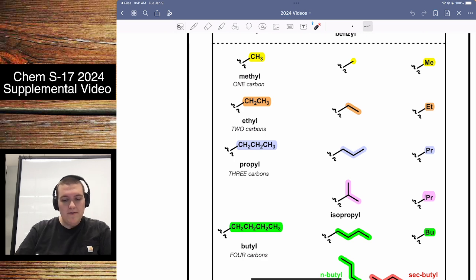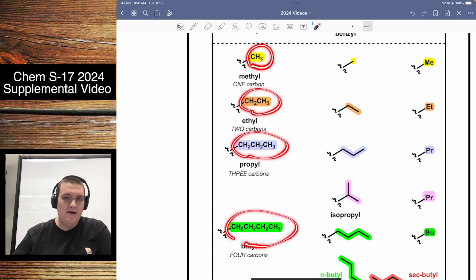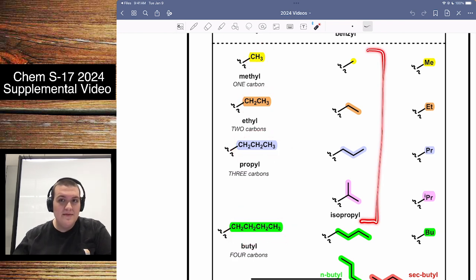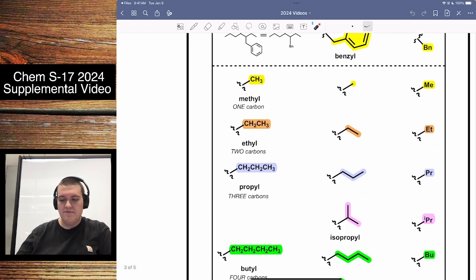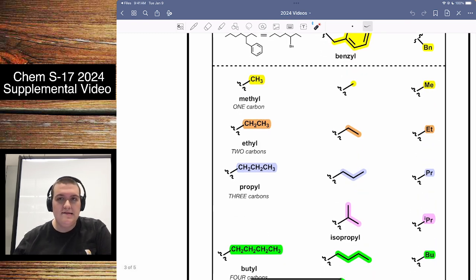So we could write out all of these in the condensed form with all the H's written and everything. The nicer way is skeletal structures, but also, just like for the benzyl and phenyl, we have special letter abbreviations for these as well. So for methyl, it's ME, for ethyl, it's ET, for propyl, it's PR, and for butyl, it's BU.